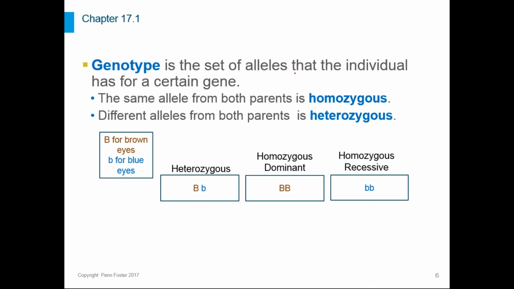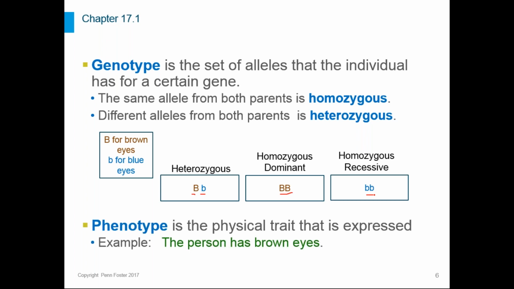Okay, so heterozygous means there are 2 different ones, and then homozygous means they're the same. So we either have 2 of these for brown eyes or 2 of these for blue eyes. Okay, the other term though is phenotype. The phenotype is the physical trait that is expressed. For example, the person has brown eyes.